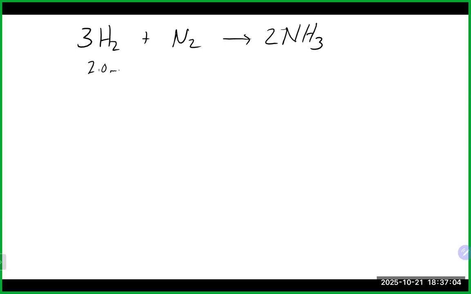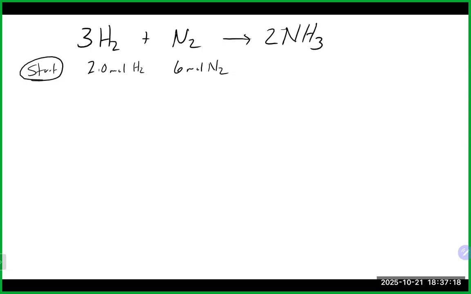So let's just say we had this reaction that we saw earlier. We had 3H2 plus N2 gives us NH3 here. And let's just say, for example, that we were told that we started with 2 moles of H2 and 6 moles of N2 in this case. So let's just say we started with that amount.